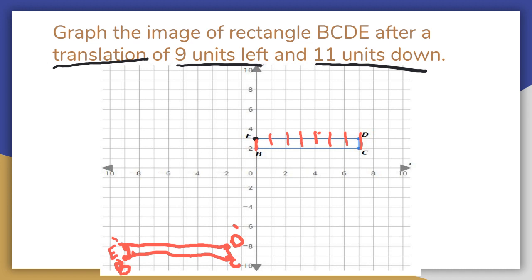So that is how you would graph the rectangle after a translation of 9 units left and 11 units down. You could go from each individual point and do 9 units left, 11 units down, but I find that takes a little bit more time.